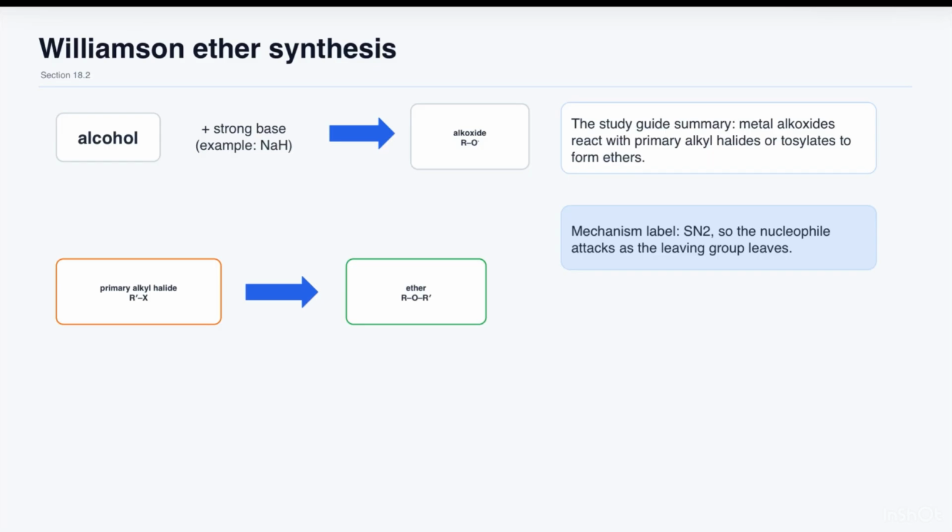The Williamson ether synthesis makes the carbon-oxygen bond in two main parts. First, an alcohol is converted into an alkoxide using a strong base, such as sodium hydride. The alkoxide is important because the oxygen has a negative charge, making it a strong nucleophile. Second, the alkoxide reacts with a primary alkyl halide. The alkoxide attacks the carbon attached to the leaving group. The ether product forms.